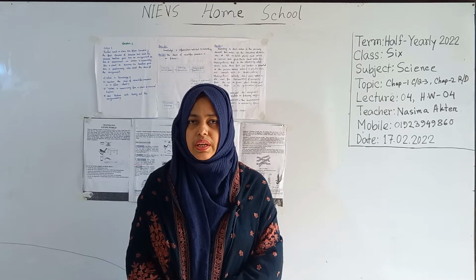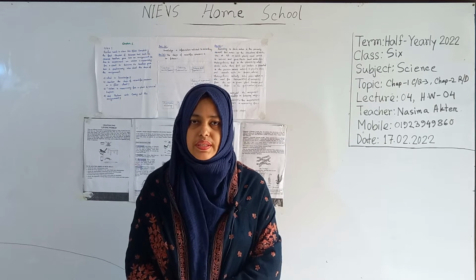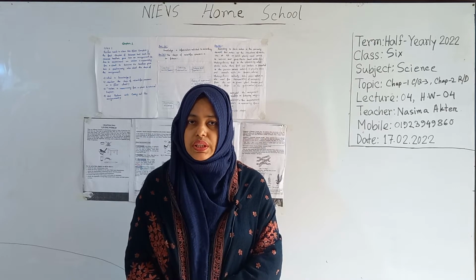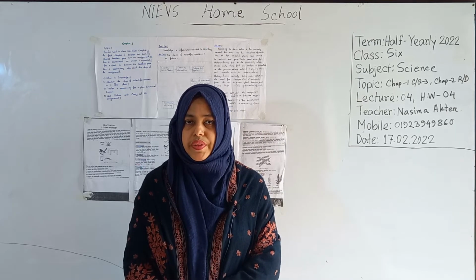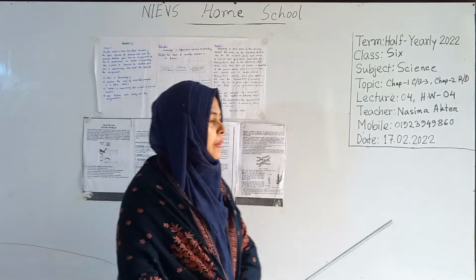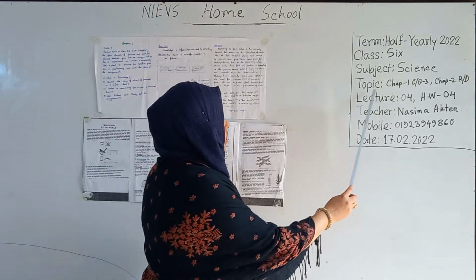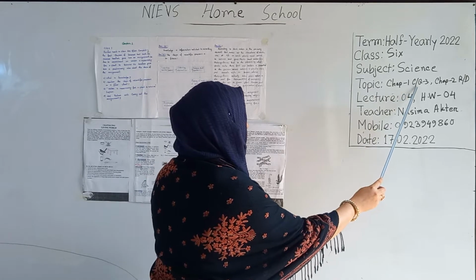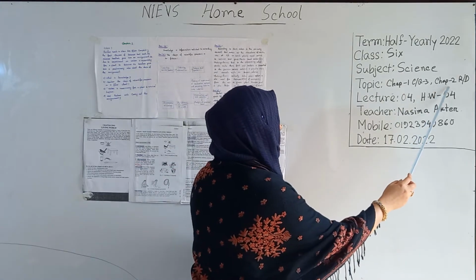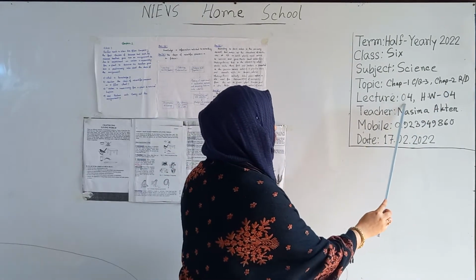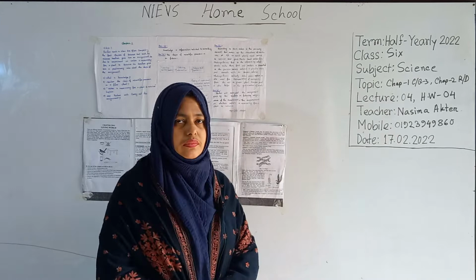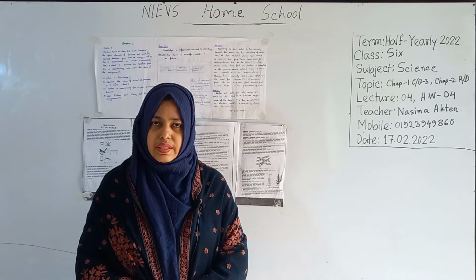Dear students, today I am going to take a science class for class 6 students. Our today's topic is Chapter 1, Creative question number 3. That means this is our extra creative, and today we will read Chapter 2 also. Let's see today's topic from here. Students, our today's topic is Chapter 1, Creative number 3, Extra Creative Question and Answer. And today we will also read Chapter 2, and this is lecture number 4, and our today's HW number will also be 4 number HW. So dear students, let's start the class.